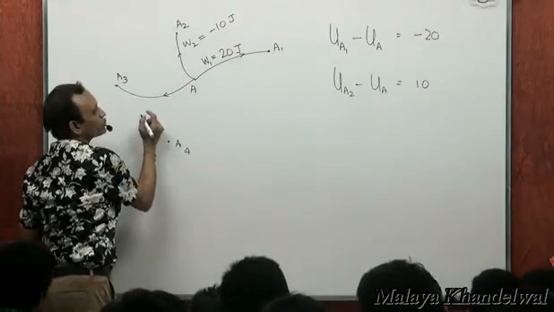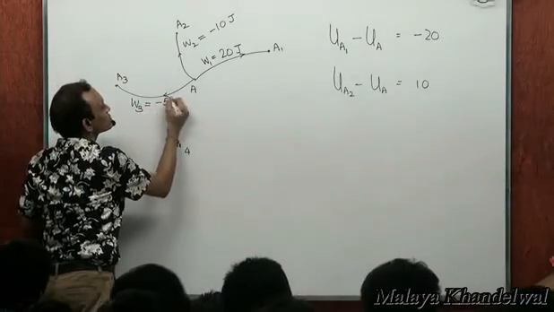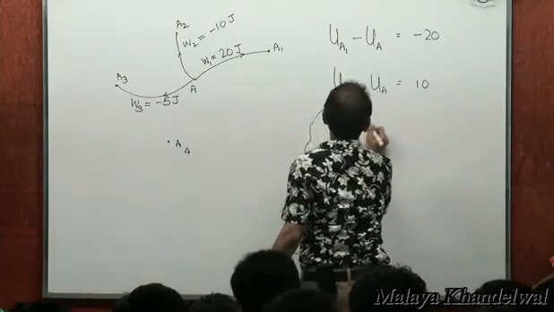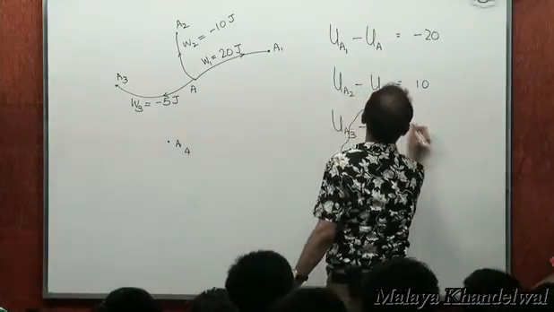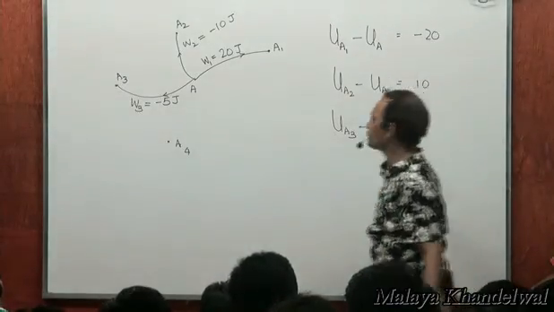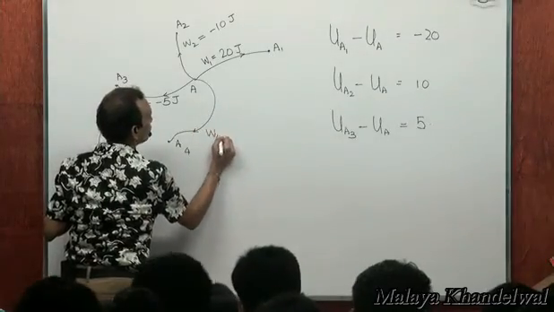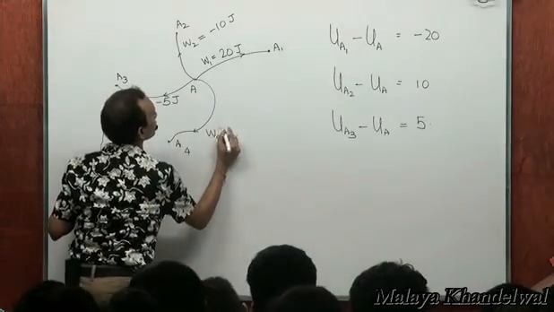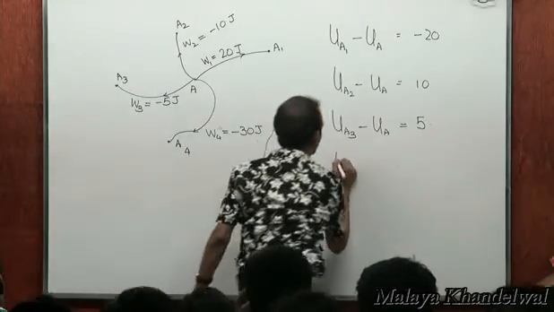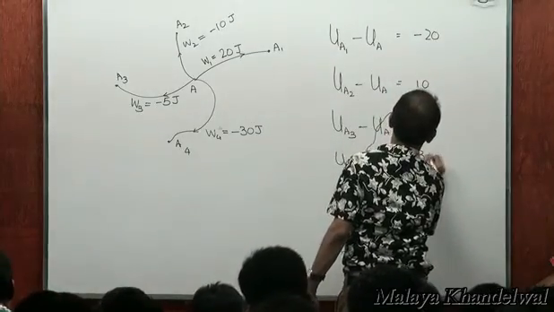Say the work done from A to A3, W3, was minus 5 joules. Then what it means is UA3 minus UA is 5 joules, and so on and so forth. Say the work done from A to A4, W4, was minus 30 joules. Then UA4 minus UA must have been 30 joules. All right.